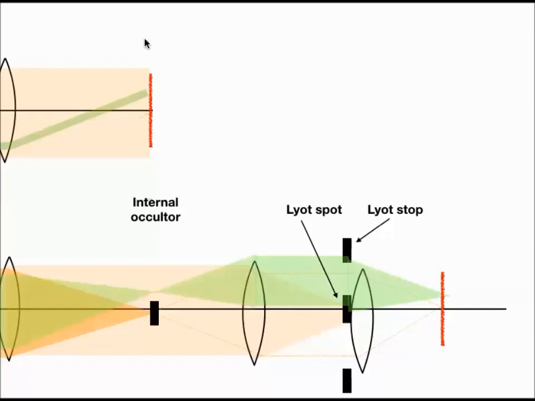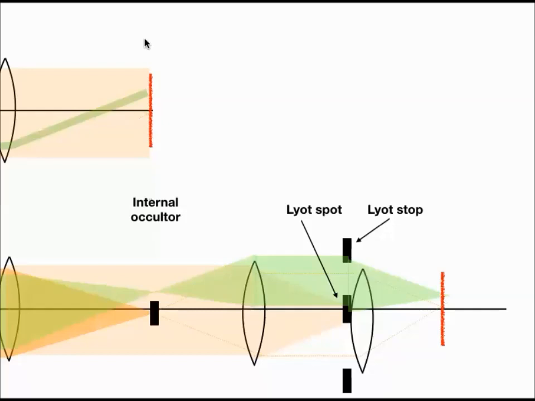And that diffraction, that aperture, is now captured in the second lens and focused on yet another occulter, but now it's called Lyot spot. Lyot, because Lyot is the guy who invented it. And so with this combination of an external occulter, an internal occulter, and then this Lyot spot and stop, it's a bit confusing, I always mix them up. This combination is what makes a coronagraph.